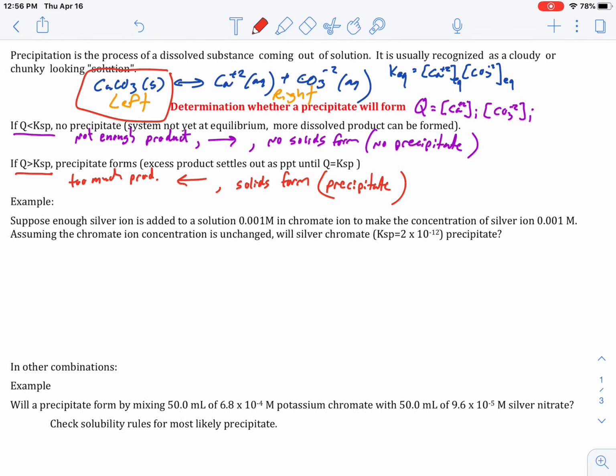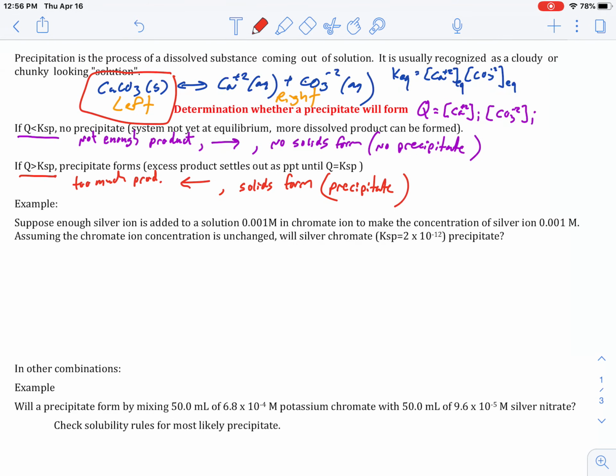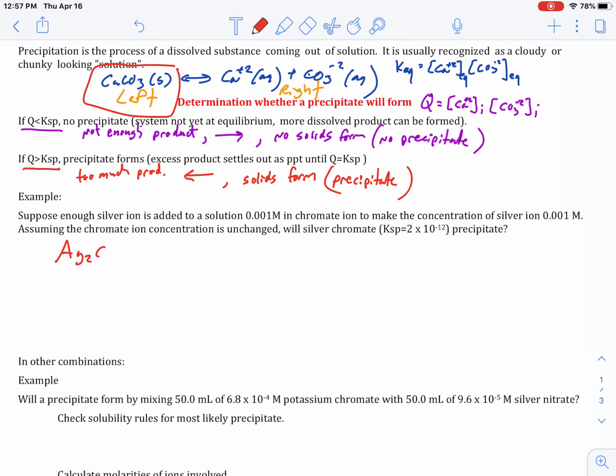Okay, so let's try our first example. So here we have silver ion and we have chromate. So this is the equilibrium for the solid compound silver chromate. So Ag2CrO4 solid, and we will get 2 silver ions, and we will get the chromate ion. The Q for this would be the concentration of silver squared times the concentration of chromate. And of course, these are initial concentrations.